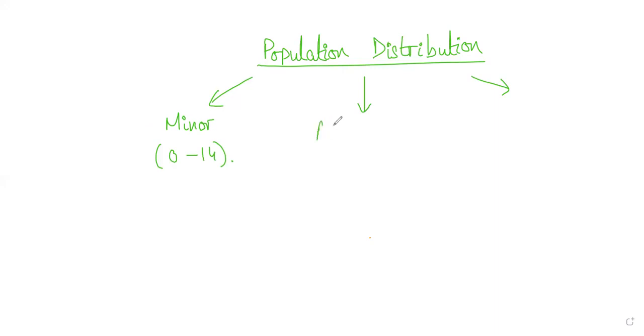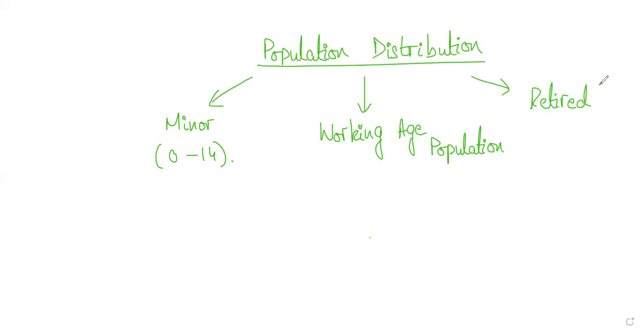Then comes the adult population, or working age population would be better. So these are all the people who are eligible to work. They can work, there's no problem with them working. And then comes the third category, which can be defined as retired individuals or senior citizens, which means that they have already retired. 60 usually is the retirement age in most countries. Does it make sense? Is everyone clear on this?